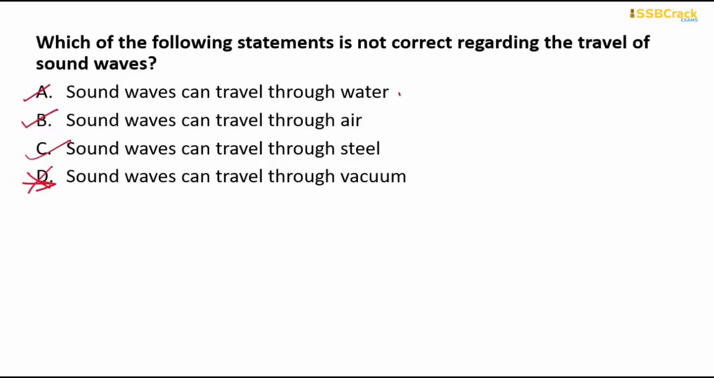Sound waves can travel through liquids. They can travel through air, that means any gases. They can also travel through solids, but they cannot travel through vacuum. The main reason is that there is no medium. It is compulsory for sound waves to have a medium to pass from one point to another, but in vacuum there is no medium. That is the main reason why sound waves cannot travel.